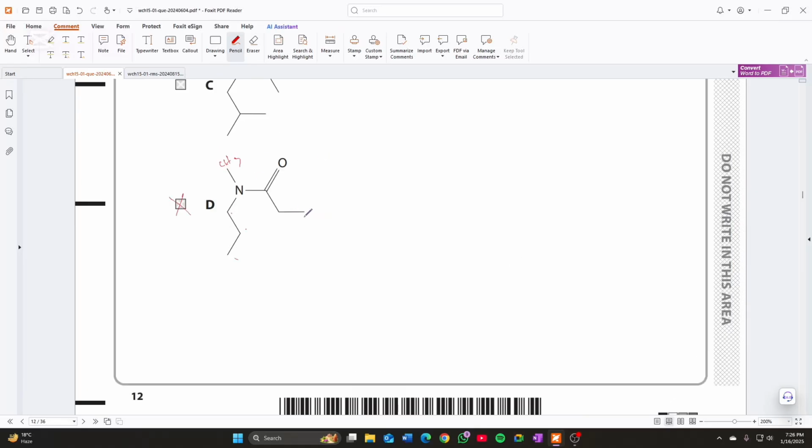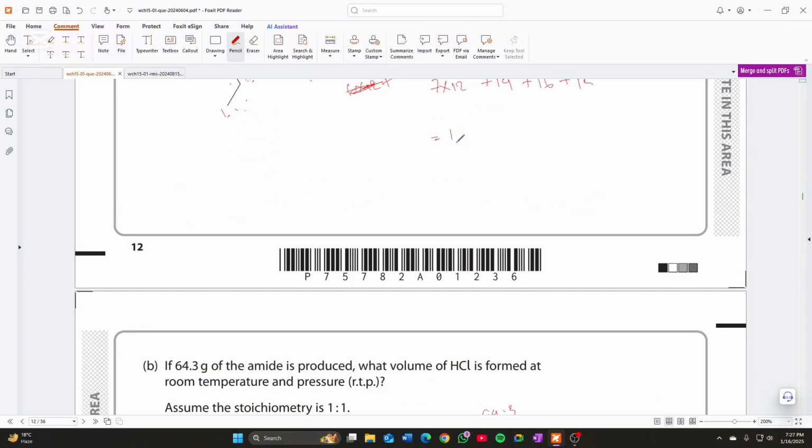How many carbons are there? 1, 2, 3, 4, 5, 6. So 6 carbons. So 6 times 12 plus, not 6, 7 actually. 1, 2, 3, 4, 5, 6, 7. So 7 times 12 plus nitrogen is 14 plus oxygen is 16 plus the rest are hydrogen. So here are 3 hydrogen, 3, 4, 5, 6, 7, 8, 9, 10, 11, 12, 13, 14, 15. Right, so 15 hydrogen. So 7 times 12 plus 14 plus 16 plus 15 is 129.